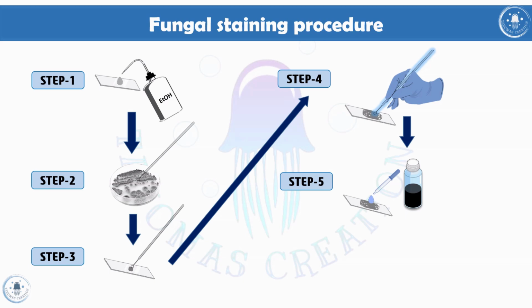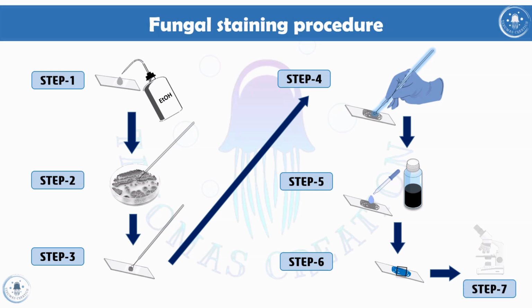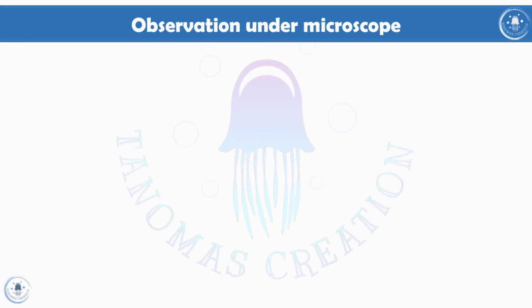Then you add 1 to 2 drops of lactophenol cotton blue to the mixture. After that, you put a cover slip on the smear of the teased fungal specimen, and you observe it under the microscope. So this is the complete pictorial representation of the whole process. Now what you will see under the microscope if you put the slide.